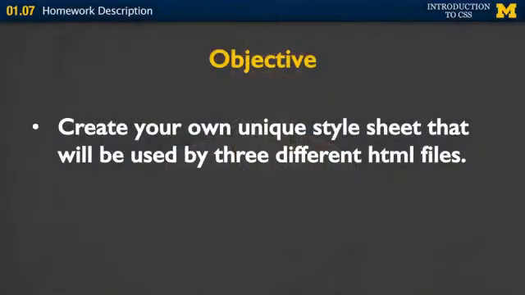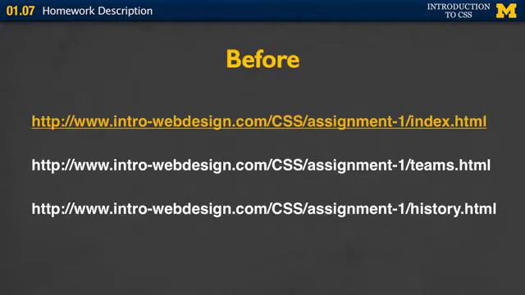So the objective for this homework assignment is for you to show me that you can write one CSS file that can go and style 3 different HTML files. I'm going to go ahead and show you some examples of our before and after for this assignment. I've put the links here on the slides, but it's really going to be much clearer when I show you the homework in action. So let's take a look at it.